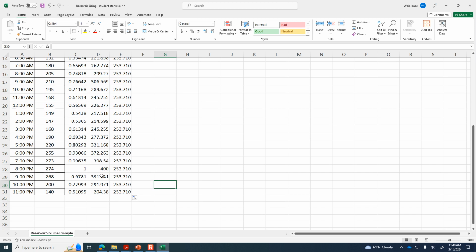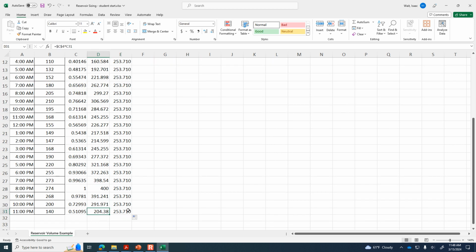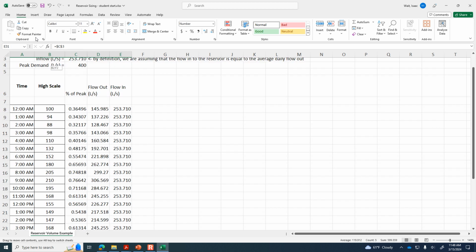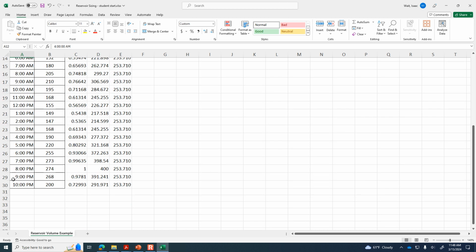So here's the flow out, here's the flow in. So no, flow in is not greater than flow out. Flow in is not greater than flow out. But at 11 o'clock, flow in, which is this column, is greater than flow out. So I'm going to move the 11 o'clock hour to the top. So now it goes 11 p.m., then midnight, 1, 2, 3, and then it stops. The last row is going to be 10 p.m.